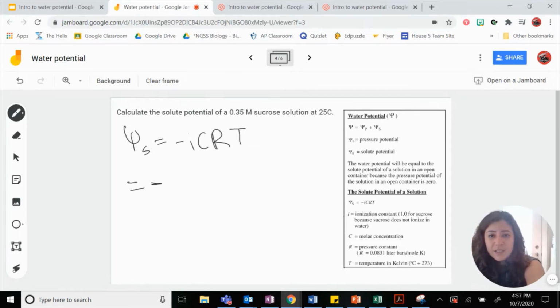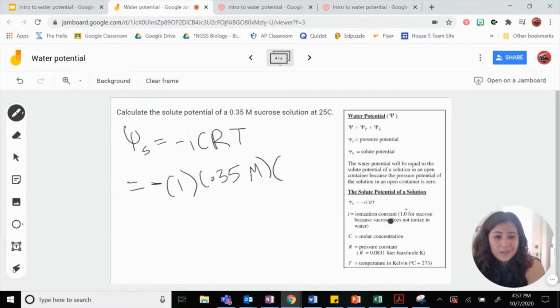So negative doesn't tell us what i is, so we better check what it's written here. It says i equals 1 for sucrose, and this question's talking about sucrose. So 1, and then C is the concentration in molar, so that's just going to be 0.35 molar. R is always this constant, it's always the same. I'm not going to write all the units on this constant because it's long, and I'm running out of space. And then last T, temperature, and remember temperature has to be in Kelvin, so don't forget to add that 273. So it'll be 25 plus 273.